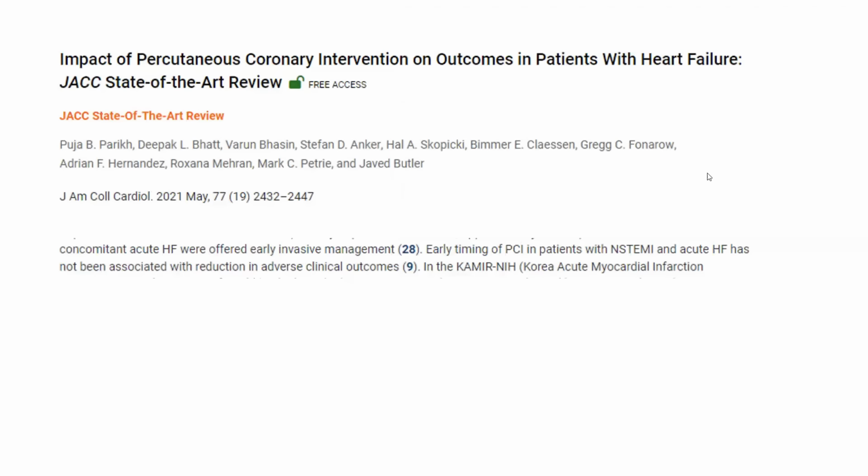And this is a statement from a JACC state-of-the-art review. Early timing of PCI in patients with non-STEMI and acute heart failure has not been associated with reduction in adverse clinical outcomes. Again, all those support the concept of trying to delay cath and PCI in acute heart failure unless there is ongoing profound ST depression along with hemodynamic instability.